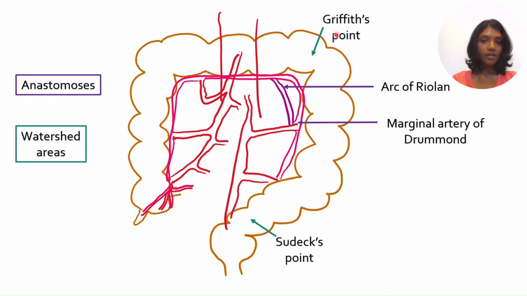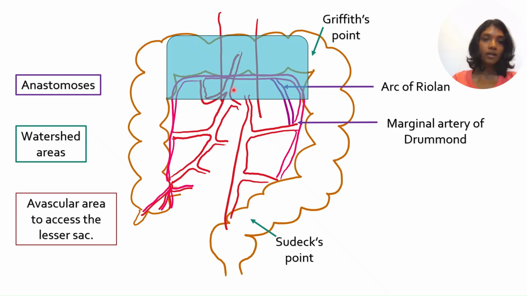There are weak areas of the anastomosis. One of them is the Griffith's point at the splenic flexure. It forms the margin between the supplies of the superior mesenteric artery and the inferior mesenteric artery. This area is reinforced by another anastomosis called the arc of Riolan, found between the left colic artery and the left branch of the middle colic artery. Another watershed area is the Sudeck's point, between the supplies of the sigmoidal arteries and the superior rectal artery.